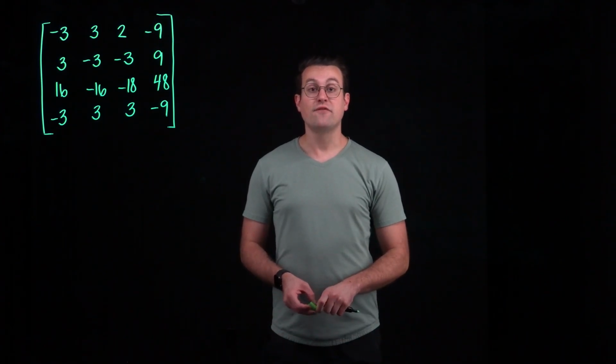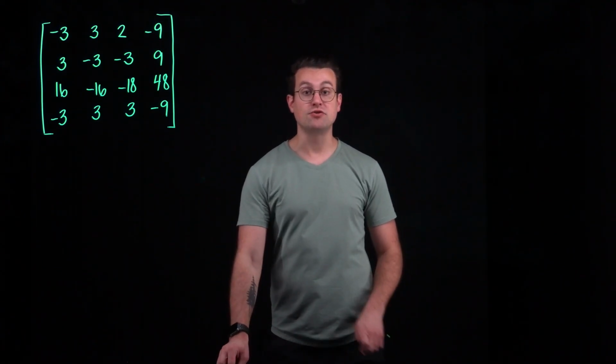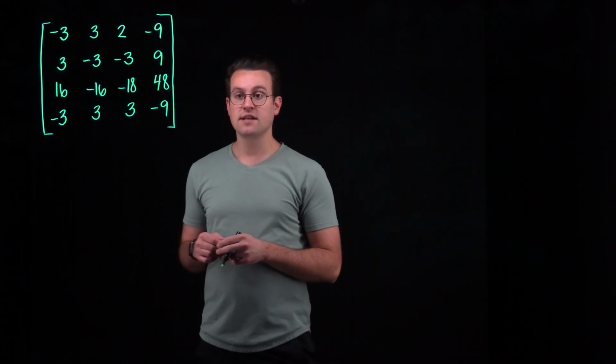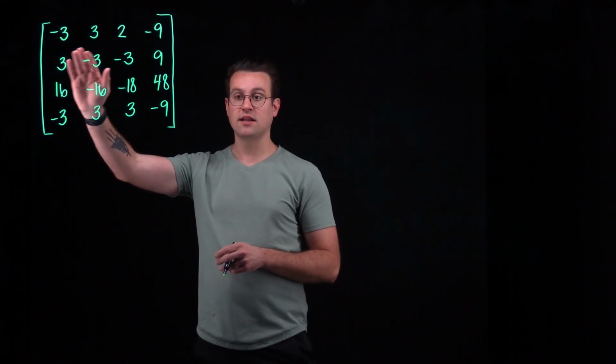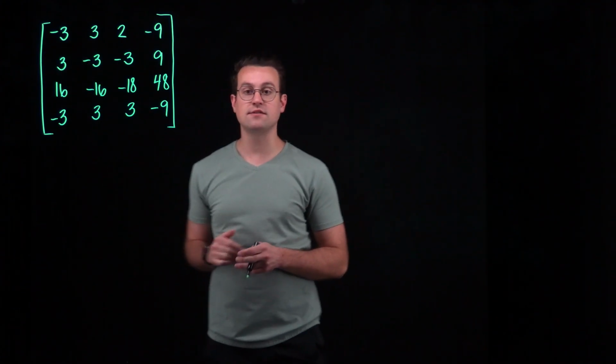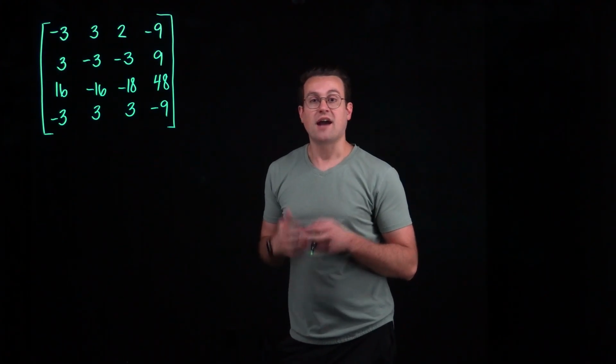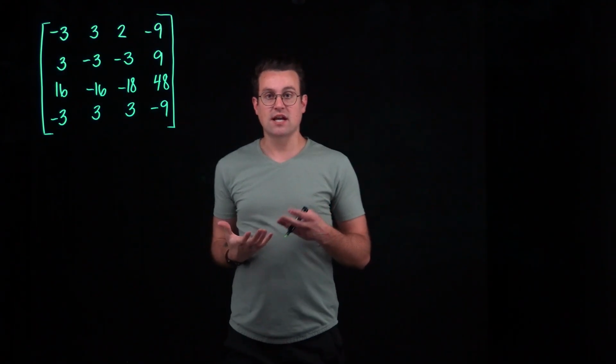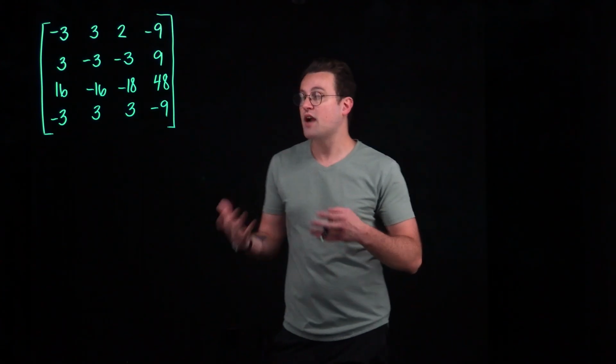In this example, I have a 4 by 4 matrix, and I want to compute the reduced row echelon form of this matrix. So here's our matrix, and I want to start in that top left corner. So I'm looking for the first non-zero entry in the first row, and I want to turn that into a 1 here.